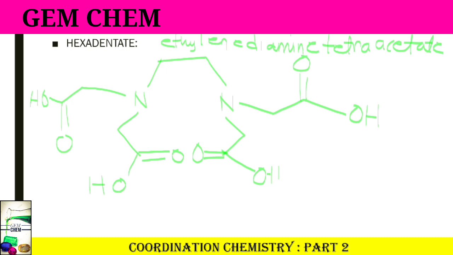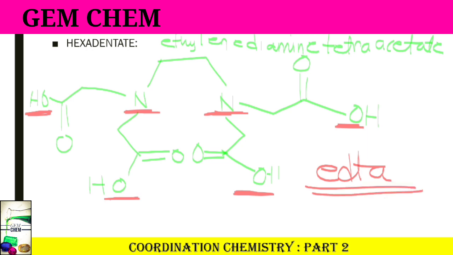So here we can count the 6 centers. One is this oxygen, one is this nitrogen, oxygen, 4, 5 and 6. These are the donor centers. Here we write it in short EDTA. Now the titration and the basic principles regarding the complexometric titration using this EDTA will be discussed in the next video. So here ends the types of ligands which we have already dealt with.